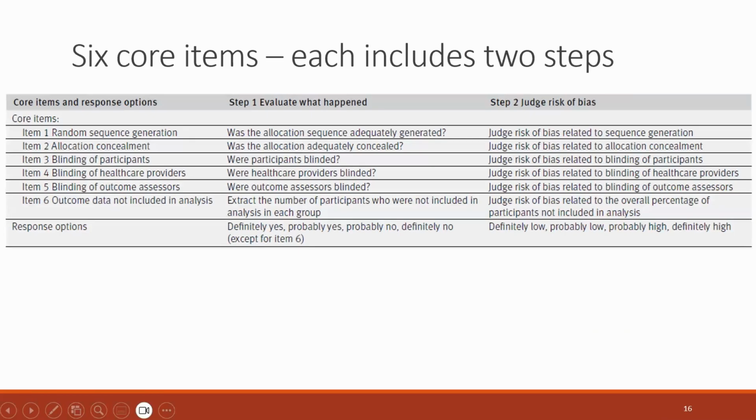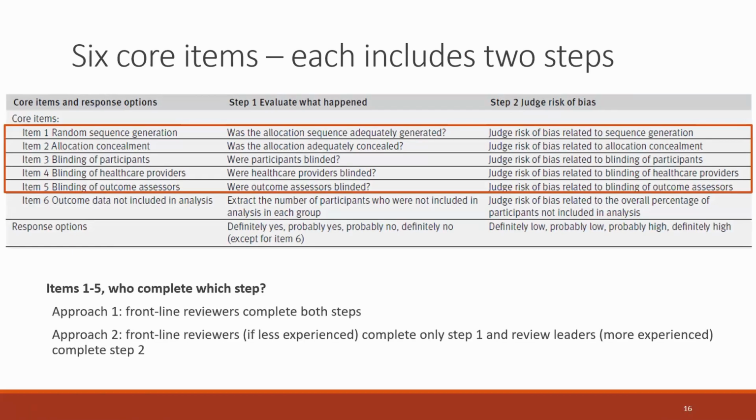So now the overview of the core outcomes and the process, which always includes 2 steps. So I will start with the first 5 core items. There are 6 in total, and the first 5 include random sequence generation, allocation concealment, blinding of participants, blinding of healthcare providers, and blinding of outcome assessors. I mean, you as Cochrane members probably see the similarity with risk of bias tool 1.0. And so many people are quite familiar with that.